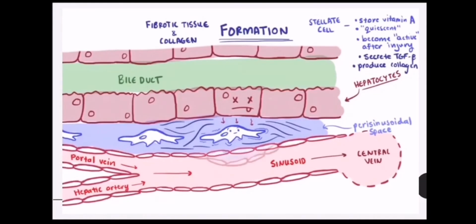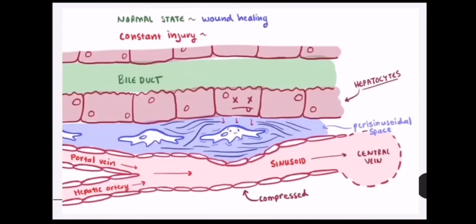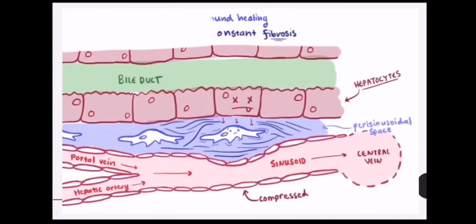As this fibrotic tissue builds up, it starts to compress the central vein and sinusoid. It is true that in the healthy normal state, these stellate cells play key roles in the natural wound healing process. But when your liver cells are constantly injured, the stellate cells are constantly activated, and so they constantly produce collagen and factors that lead to fibrosis.